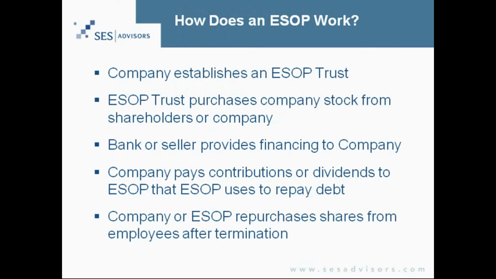So moving on, we're going to talk about how an ESOP works in the initial transaction and day-to-day after that. First of all, the company establishes an ESOP trust. The trust is a vehicle that purchases company stock, either from the shareholders or from the company itself. Sometimes there will be a redemption transaction where the company repurchases stock from a shareholder and in turn sells that same stock to the ESOP. In other cases, the company will contribute stock directly to the ESOP trust.